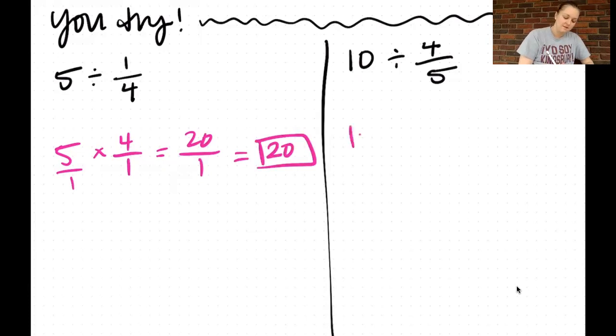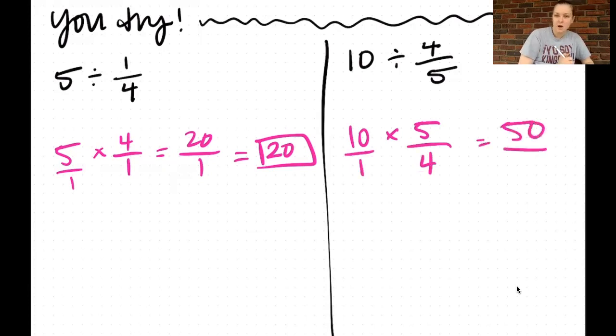Okay, now I have 10. Instead of dividing, I'm going to multiply by 5/4, right? And this is really 10 over 1. I know that 10 times 5 is 50. 1 times 4 is 4. Now, you can leave this as an improper fraction. This one you actually can simplify, right?